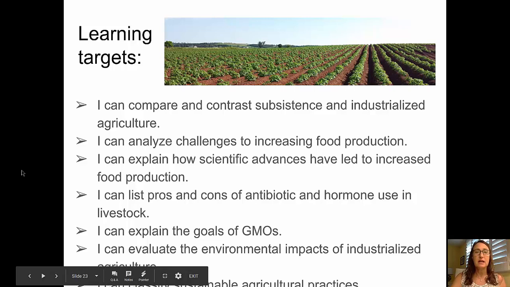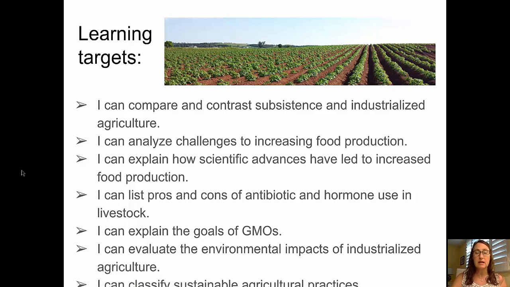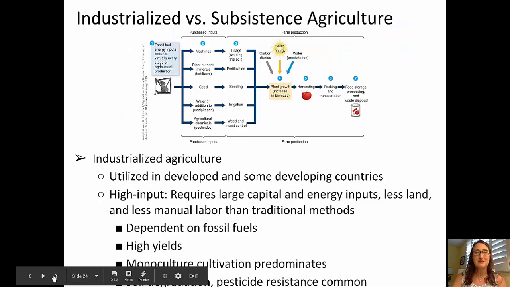Our learning targets today include comparing and contrasting subsistence and industrialized agriculture, analyzing challenges to increasing food production, explaining how scientific advances have led to increased food production, listing the pros and cons of antibiotic and hormone use in livestock, explaining the goals of GMOs, evaluating the environmental impacts of industrialized agriculture, and classifying sustainable agriculture practices.